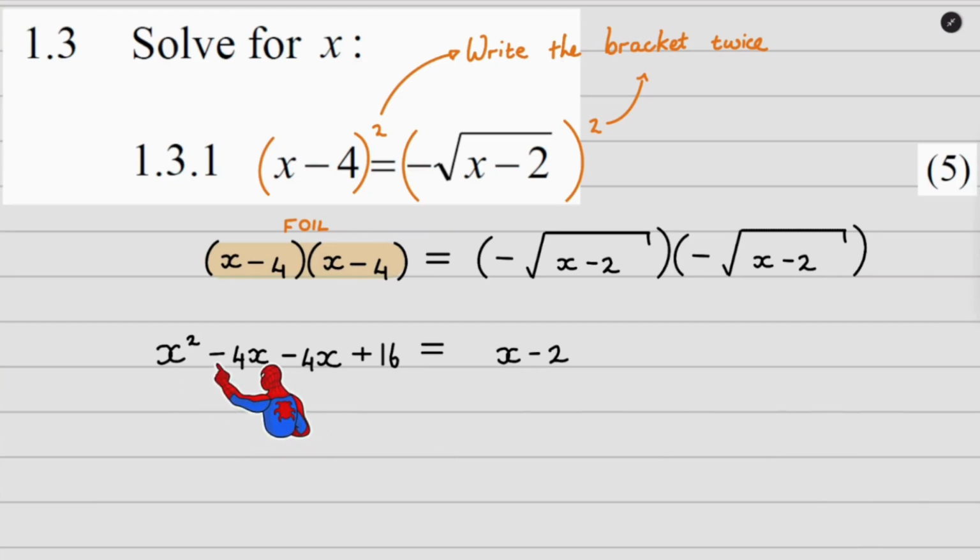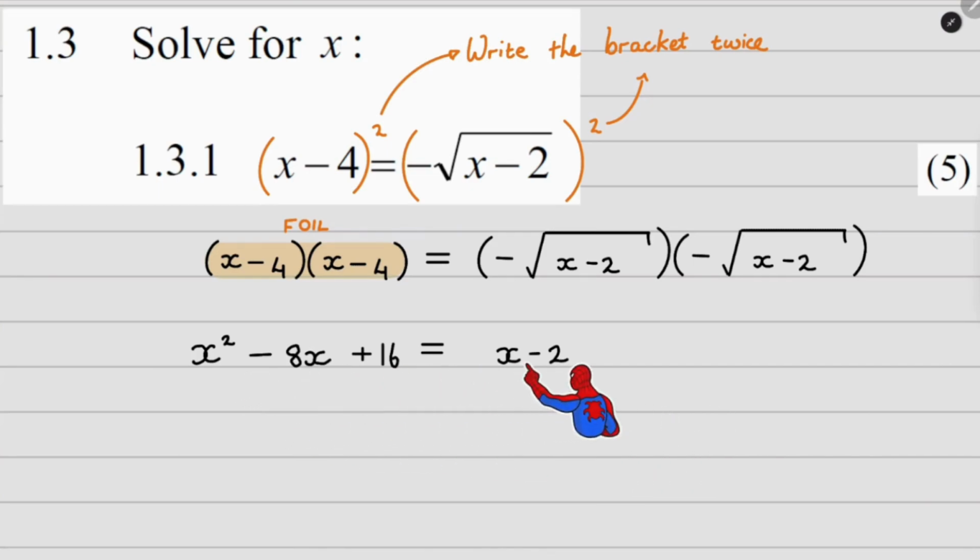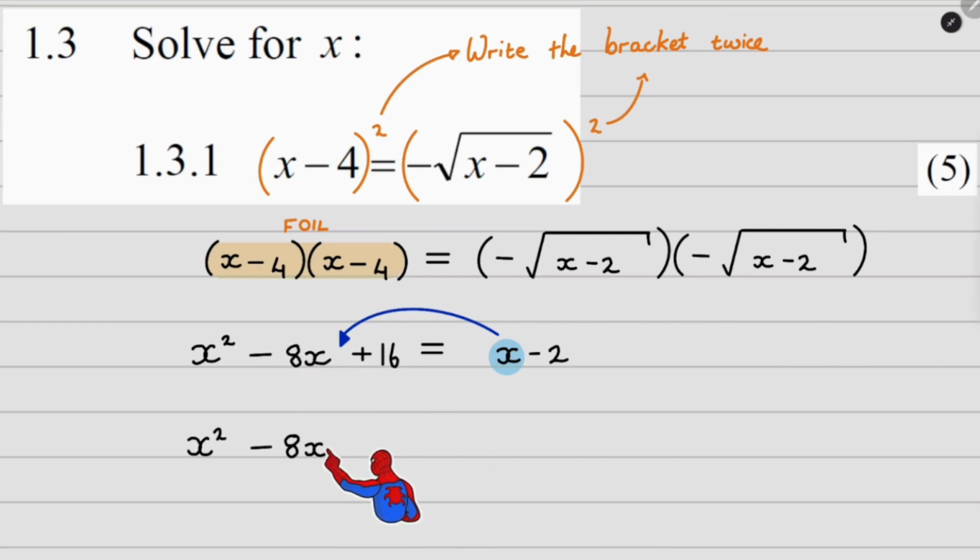While I'm here, I'm just going to combine these two like terms. Minus 4x minus 4x is minus 8x. Now I'm going to analyze what type of equation I have. The highest power of x I see is x squared, so this is a quadratic equation. So I want to get standard form. To do that, I'm going to have to move these two terms over to the other side. At the same time, I want to get the right order, so I want the x squared to be first here. The minus 8x can stay where it is.